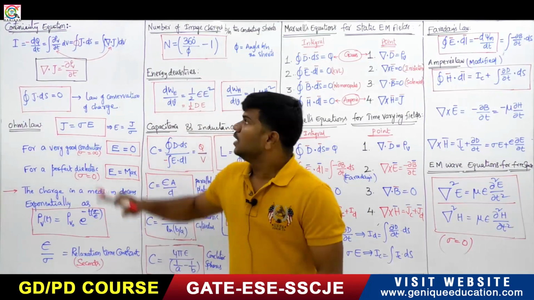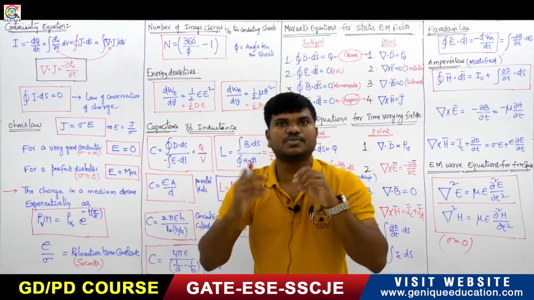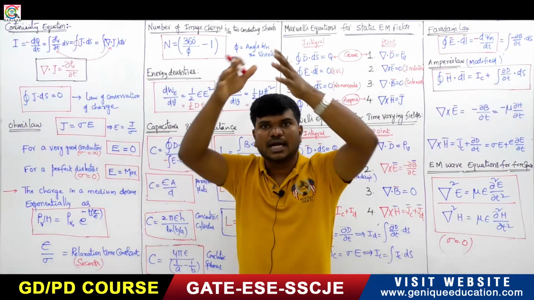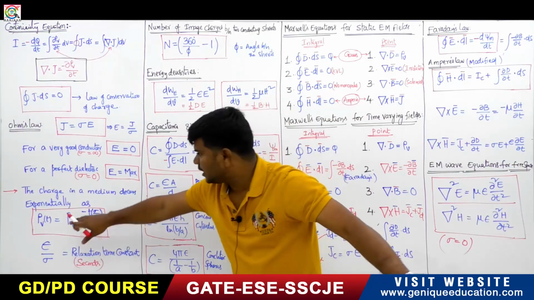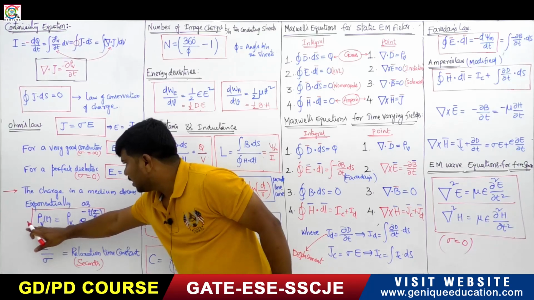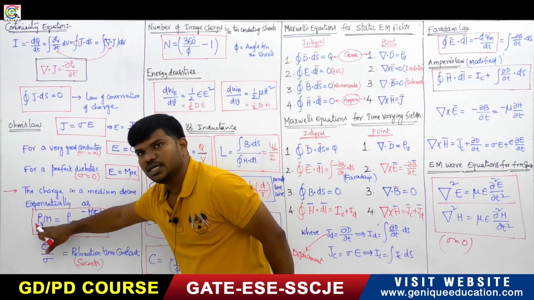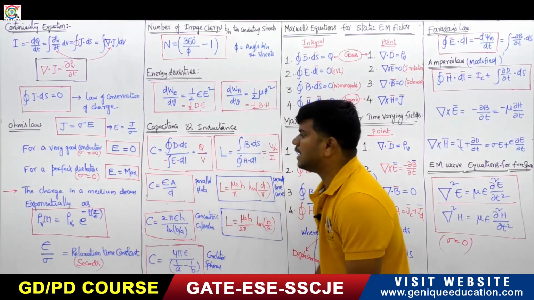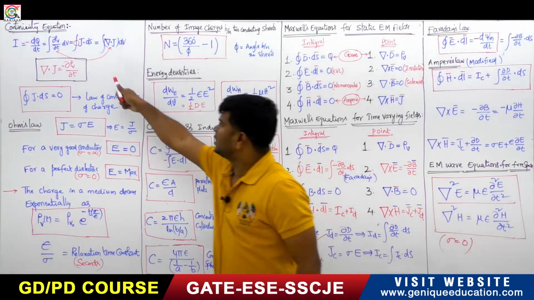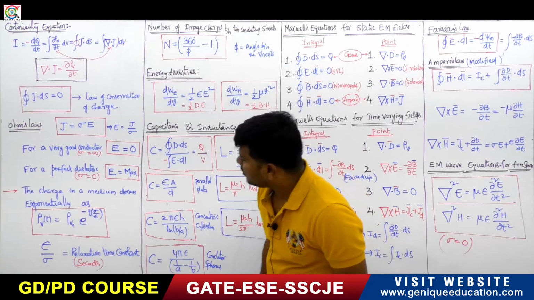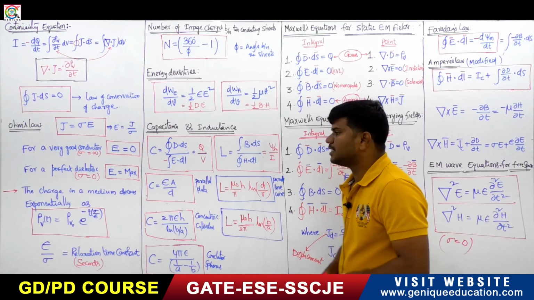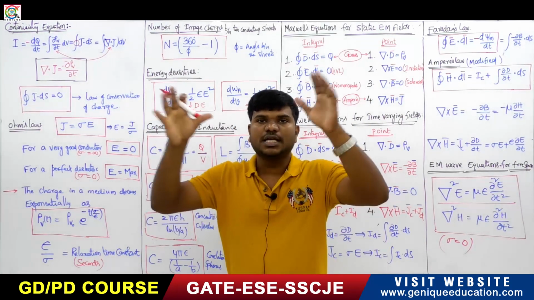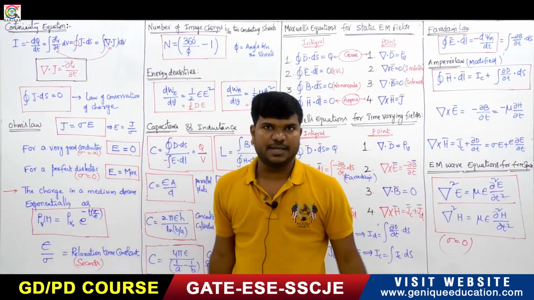If you consider the volume charge, how will the charge be decaying? It will be decaying exponentially. Observe this: the charge rho v of t is equal to rho v naught into e power minus t into sigma divided by epsilon. So from this one only we are getting this. It says that in any medium the charge will be decaying exponentially.